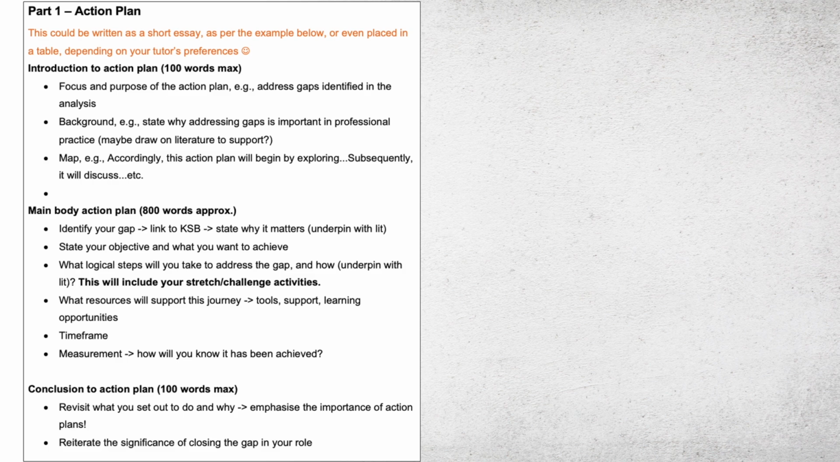Then move into the main body of the action plan, which is approximately 800 words. Identify your gap, link to the KSBs, state why it matters and underpin with the literature. State your objective and what you want to achieve. State what logical steps you will take to address the gap and how, and use the literature to underpin this. This will include your stretch and challenge activities.